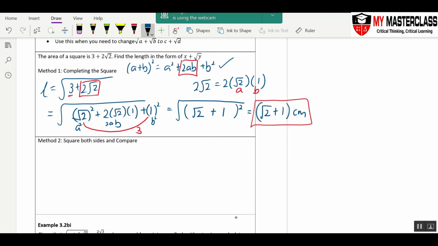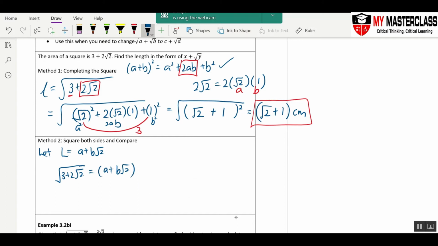So this is method 2 of finding the length of the side if you are given the area of the square. Okay, so maybe we write down, let the length be equal to a plus b root 2 form. Okay, so it means that if I square root 3 plus 2 root 2, this would give me a plus b root 2. So the length is in this way.